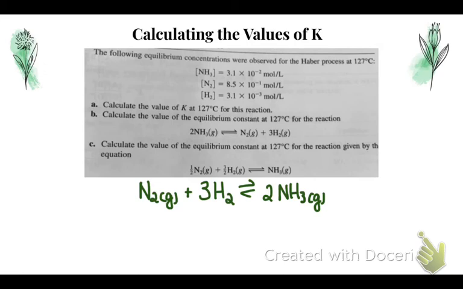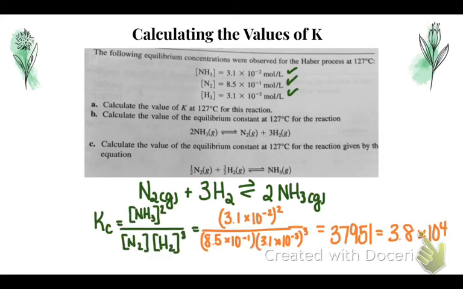So let's look at A. A says to calculate the value of K at 127 degrees C. There's that temperature. These concentrations were determined at that temperature. So you can see that I have the concentrations up here. All I'm going to do is plug and chug. So I'm going to set up the problem, plug it in my calculator, and get an answer.